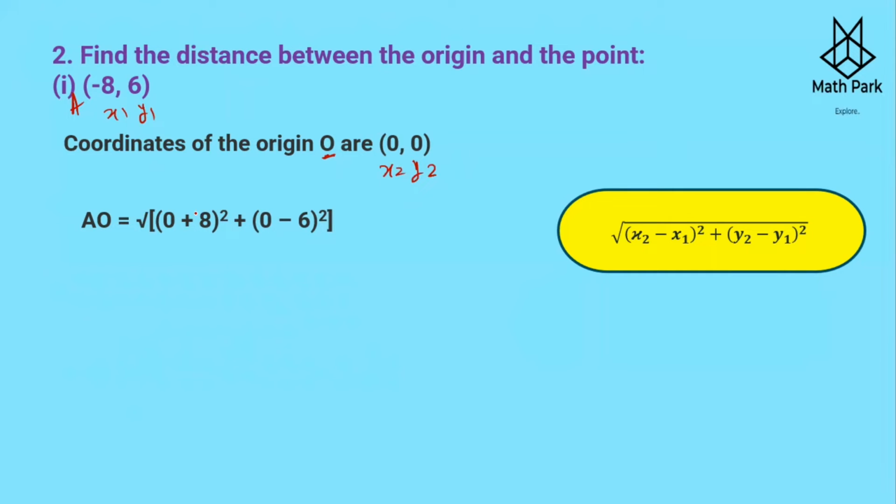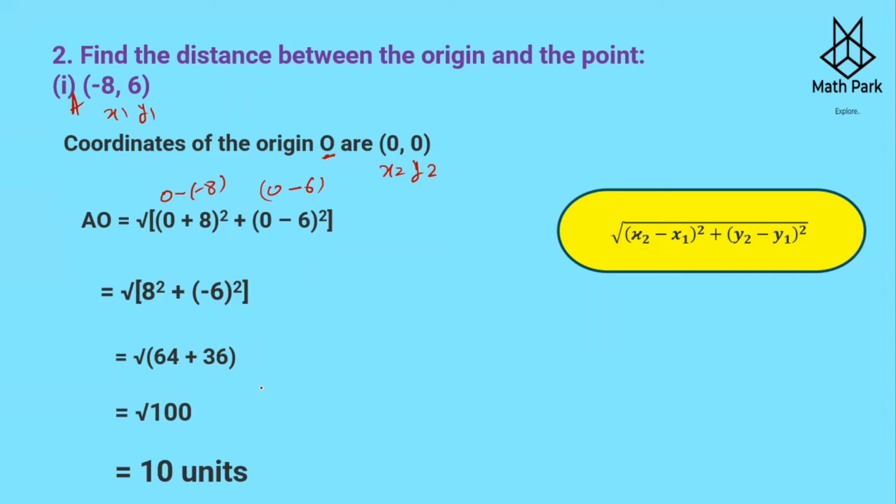So this 0 becomes 0 minus of minus 8, which becomes 0 plus 8 the whole square, and 0 minus 6, y2 minus y1. So 8 square you get as 64 and minus 6 square you get 36. 64 plus 36 is 100 and root 100 is 10 units.